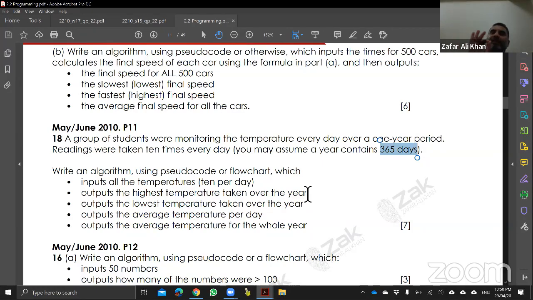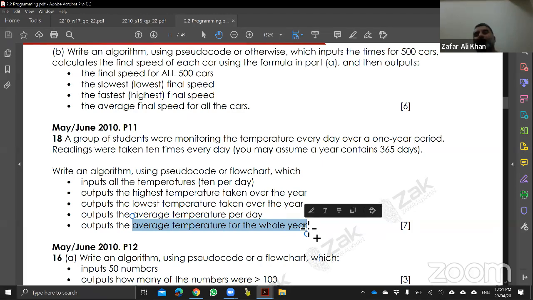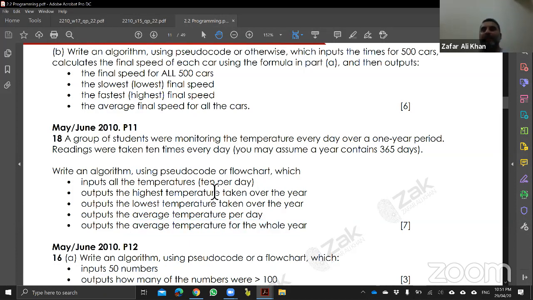So there are 365 days and every day there are 10 readings. If we do the maths, 365 multiplied by 10 becomes 3,650. So those 10 readings per day for 365 days become 3,650 readings, and the average temperature for the whole year will be found out of 3,650 readings. All right, I hope that you got it.